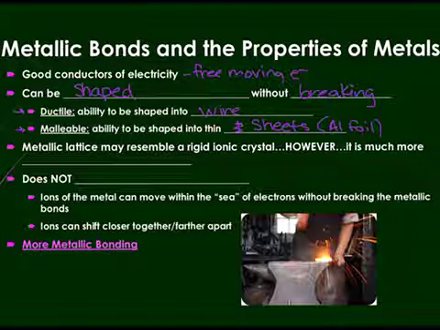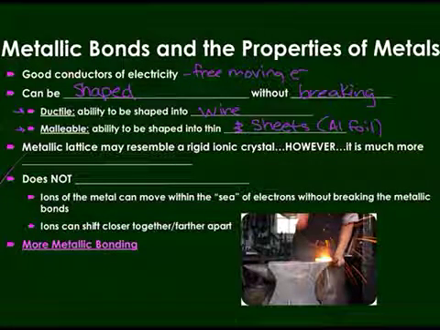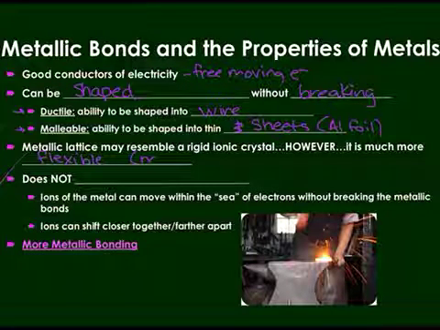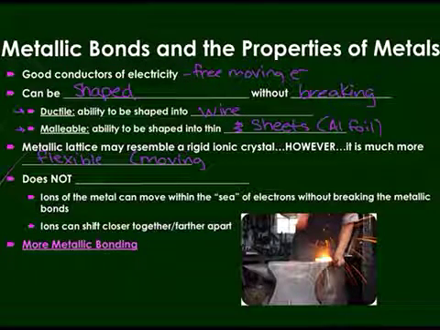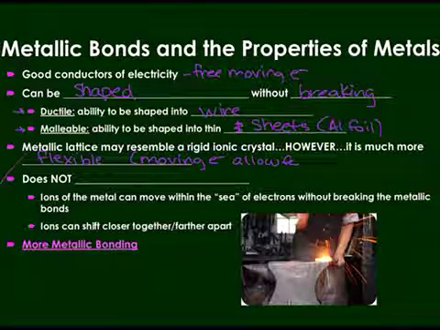So the metallic lattice may resemble a rigid ionic crystal. However, it is much more flexible because it has those moving ions, or those moving electrons. Those moving electrons allow for flexibility.